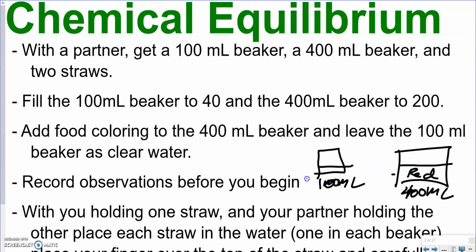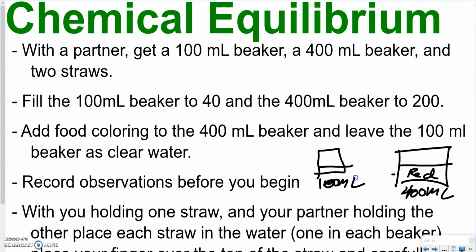Some basic observations we can make here are that there's lower volume in the 100 ml beaker, and more volume in the 400 ml beaker. The 400 milliliter beaker solution is red versus the 100 milliliter beaker is clear. And then the big thing I want us to focus on is the height level here. Now, of course, I can't draw.